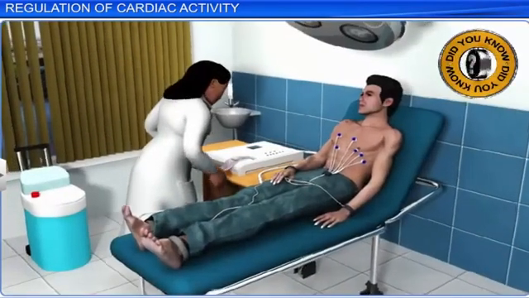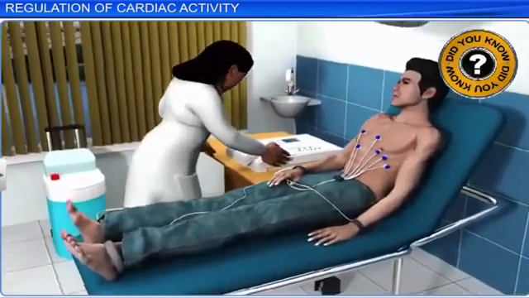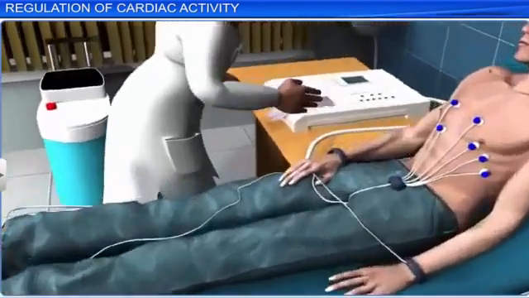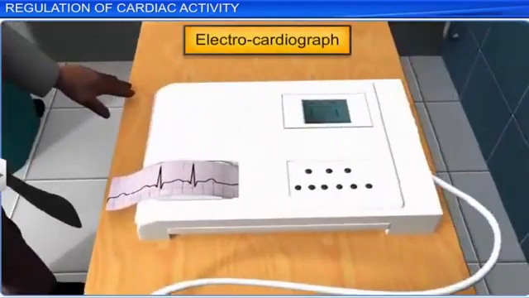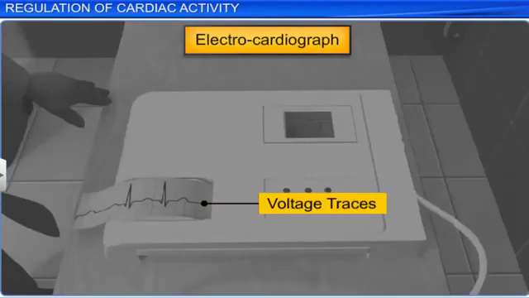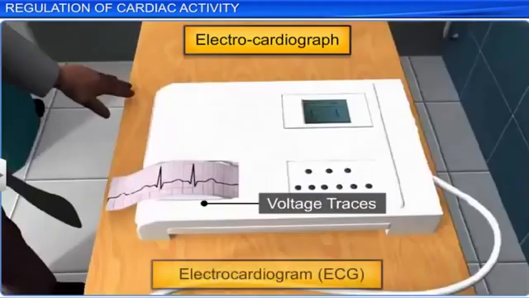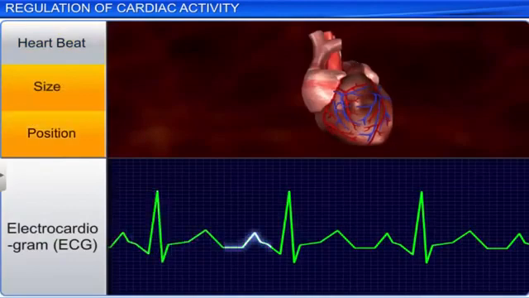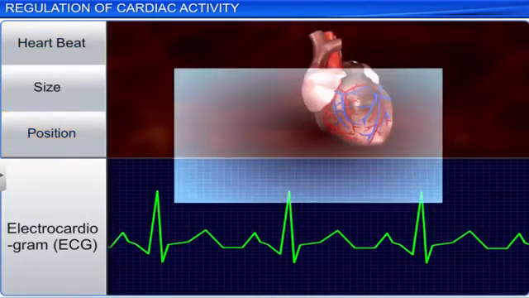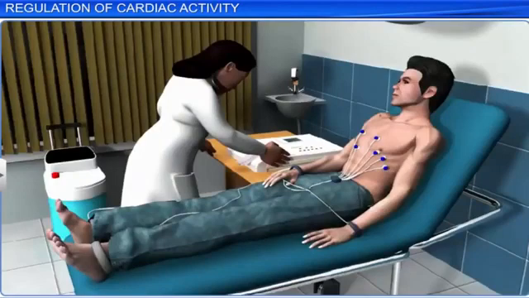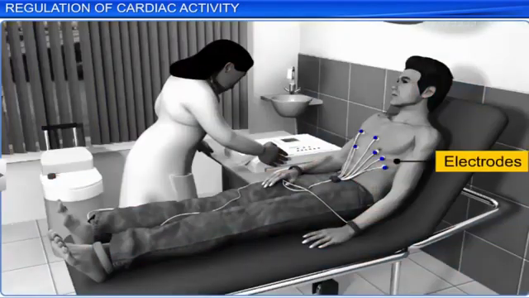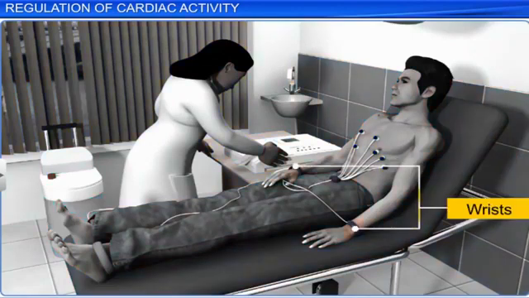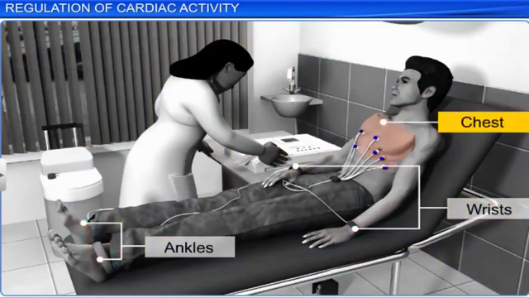Did you know that cardiac activity can be recorded using an instrument? The instrument used is called an electrocardiograph, which records the electrical activity of the heart as voltage traces. This recording is called an electrocardiogram or ECG. It provides information on the rate of heartbeat and the size and position of the chambers of the heart. An ECG is taken by attaching electrodes from the instrument to the patient at the wrists, ankles, and on the chest.